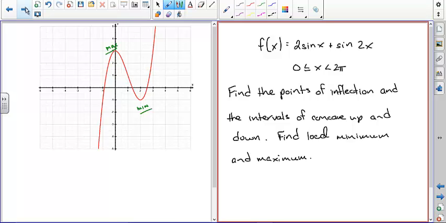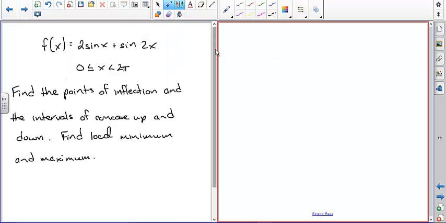Okay. So it's asking for the points of inflection, the intervals of concave up and concave down, and also to find the local minimums or maximums. So the first derivative is going to be equal to 2 cosine x plus 2 cosine of 2x. So obviously, the derivative of the sine is the cosine. Using the chain rule, the derivative of the sine of 2x is the cosine of 2x times the derivative of the argument. So that's the first derivative.